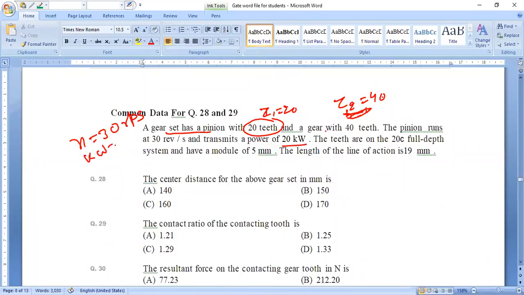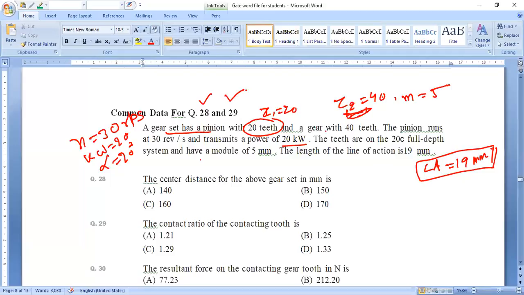Power is given 20, and teeth are 20-degree full depth. So pressure angle alpha is 20 degrees, full depth, and have a module of 5. So module is 5. The length of the line of action is 19 mm. Line of action is 19. So this is the common data for questions 28 and 29. So we have to calculate the center distance for the above gear set.